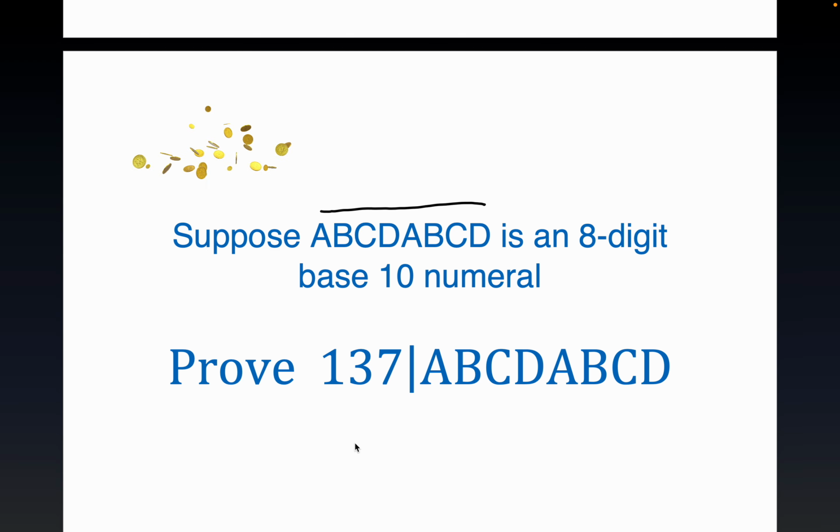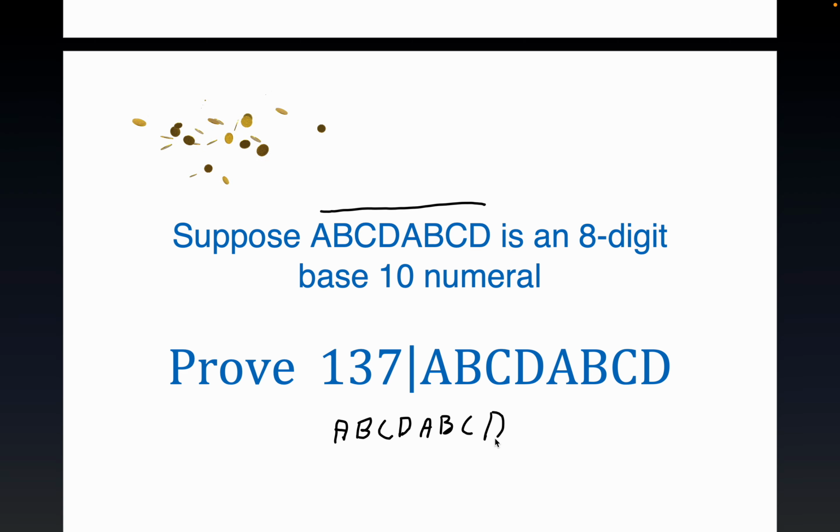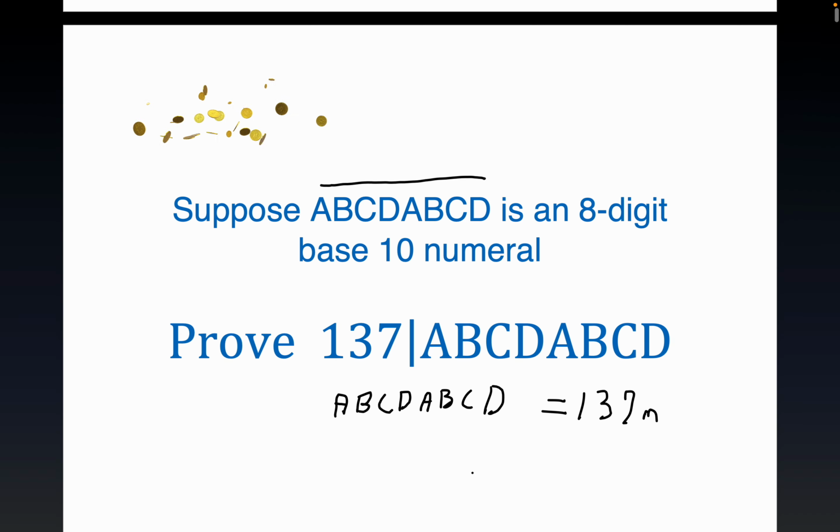So just to be clear on what we're trying to show, another way of stating this is that ABCD is actually a multiple of 137. So ABCD juxtaposed with ABCD is equal to 137M. That's a little more explicit. We're trying to find this sort of structure right here. Now, another way of stating it, if you like modular arithmetic, is that you could say that ABCD is congruent to 0 mod 137. It's a little more useful, I think, just to write it like this and proceed.